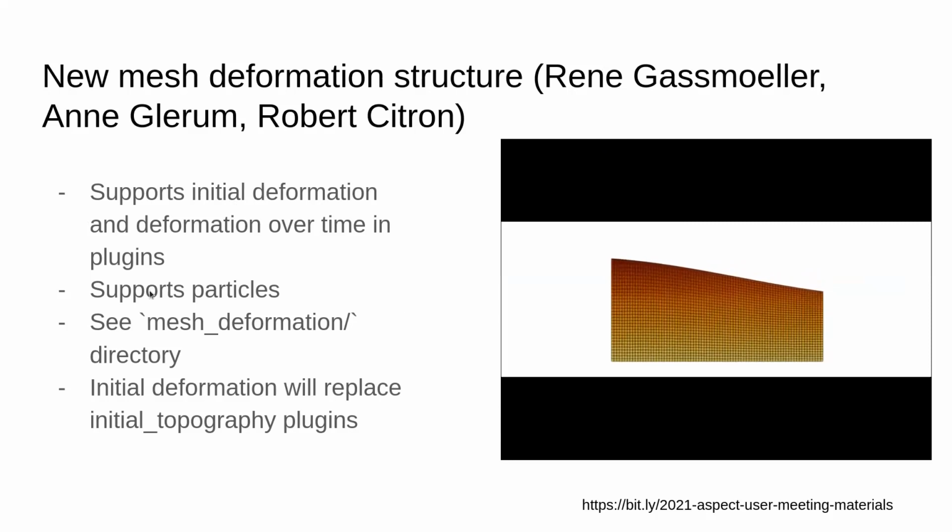Also, there has been significant progress in supporting particles and deforming meshes. It's not quite finished as far as I understand at the moment, Anne, but we are very close to finishing the full support for particles and deforming meshes. And this new type of plugin will replace the initial topography plugins that are there at the moment. So if you currently use an initial topography, then you may need some changes for one of the future Aspect versions once we phase them out, because previously we had essentially two separate systems to define the initial topography and then later deformations of the mesh, which caused some problems with the mesh refinement. And so we decided to unify that into one system, which will be in the mesh deformation plugin system.